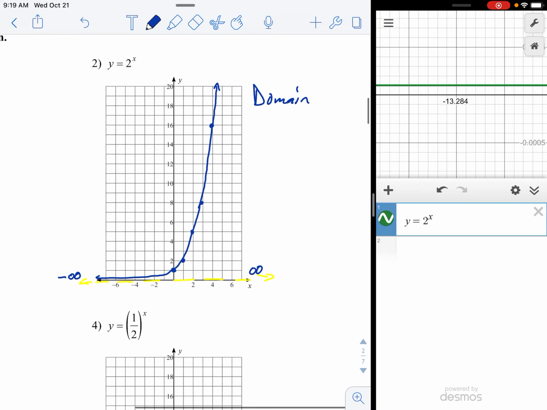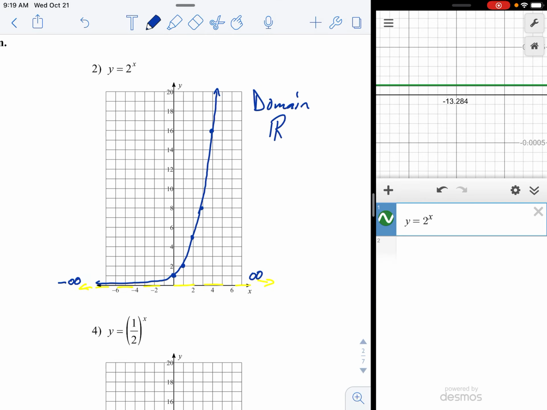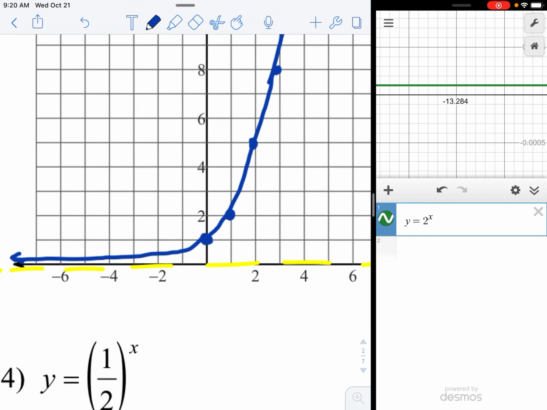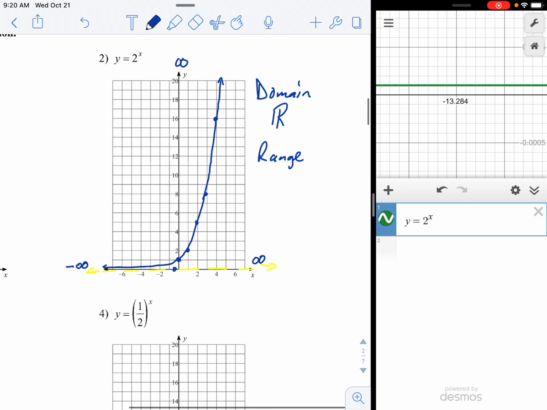So the domain is all real numbers, or if you like this notation, you can call it negative infinity to positive infinity. I'm probably just going to go with all real numbers when it happens, because that's easier to write. The range is the y values. So this goes up to infinity. The graph does go up forever, but it never crosses the x-axis, and the x-axis is 0. So the range goes from 0 to infinity.